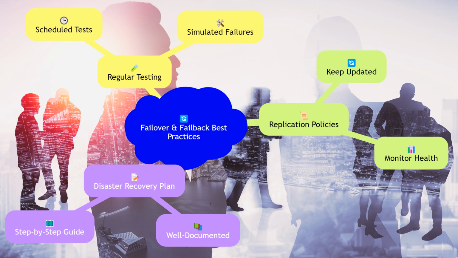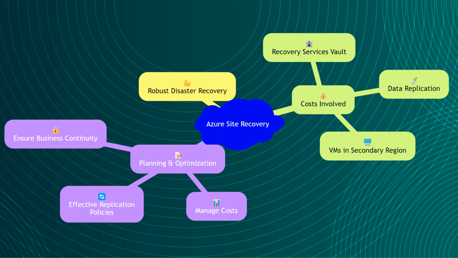To ensure a successful failover and failback process, it's essential to follow best practices. These include regularly testing your failover process, keeping your replication policies up to date, and monitoring the health of your replication. Additionally, it's crucial to have a well-documented disaster recovery plan that outlines the steps to take during a failover and failback.